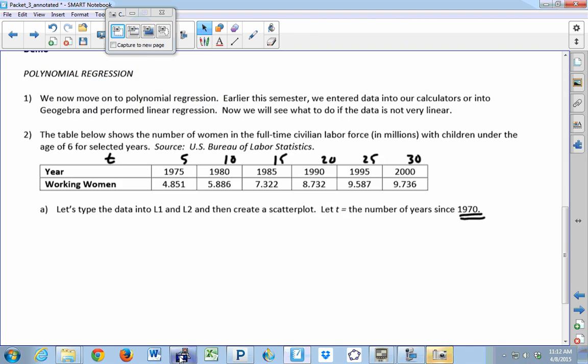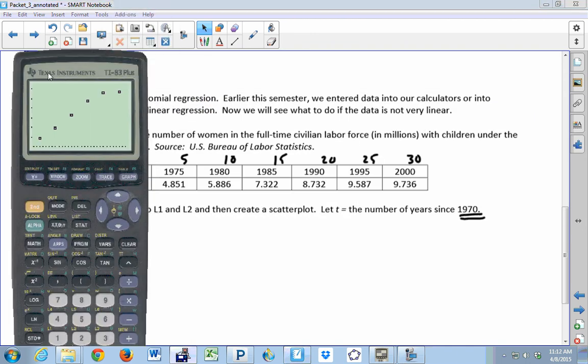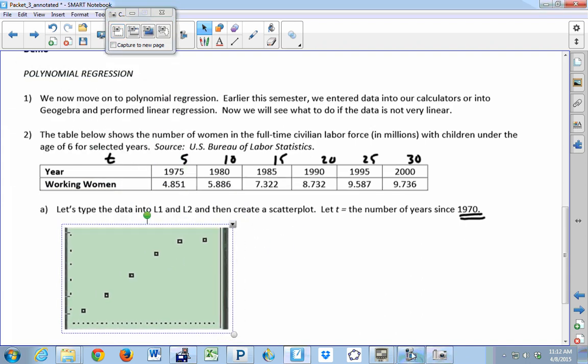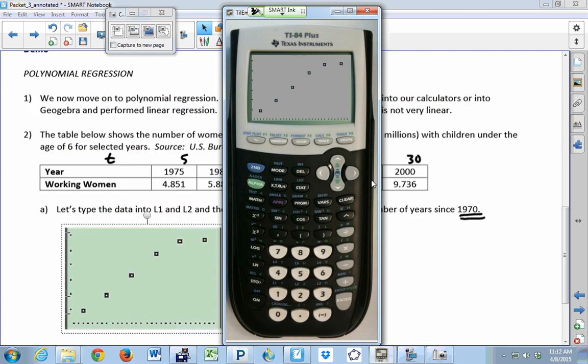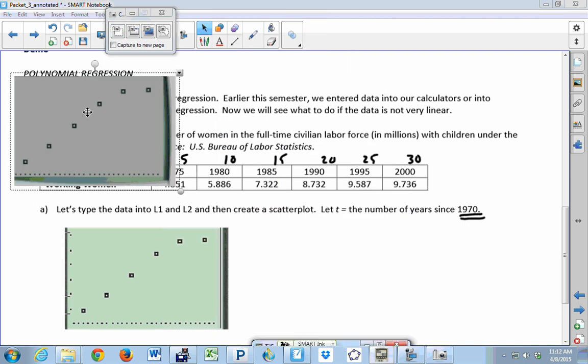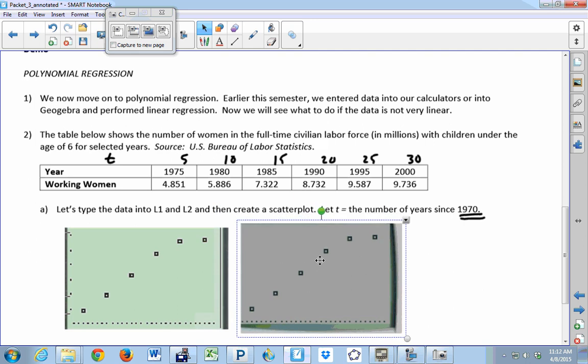Okay, so let's get up this first picture and take a little picture of it. It doesn't matter which picture I grab from which calculator. All right, so here's the picture of the data. And if I look at my other calculator and grab the picture, might as well take 2 pictures because we're going to talk about a couple of possible polynomials. All right, so let's just scoot this down here.